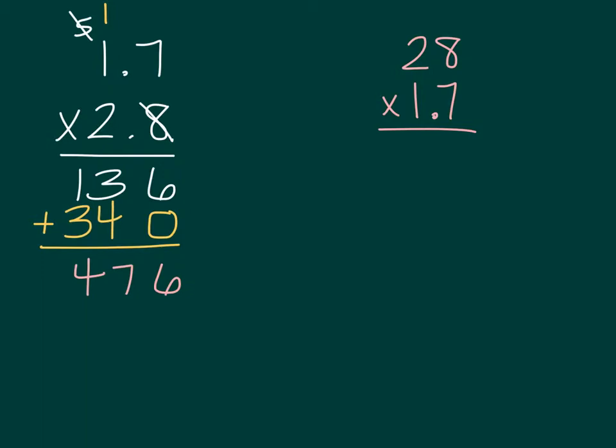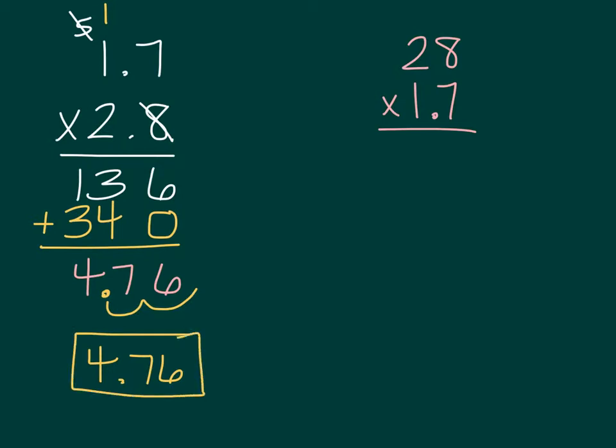And then we're going to go back up here and look at our factors. 1 and 7/10, we have a 7 in the tenths place. And then 2 and 8/10, we have the 8 in the tenths place. So two numbers are in decimal places. And so we will need to move the decimal 2 places and put it between the 4 and the 7. So our final answer here would be 4 and 76 hundredths for the product of 1 and 7/10 and 2 and 8/10.